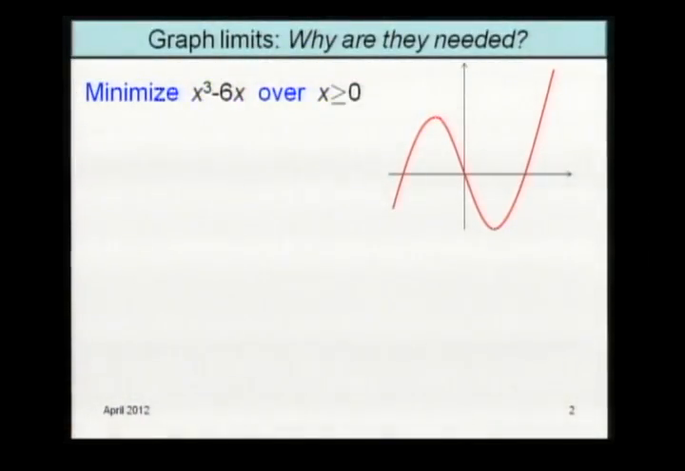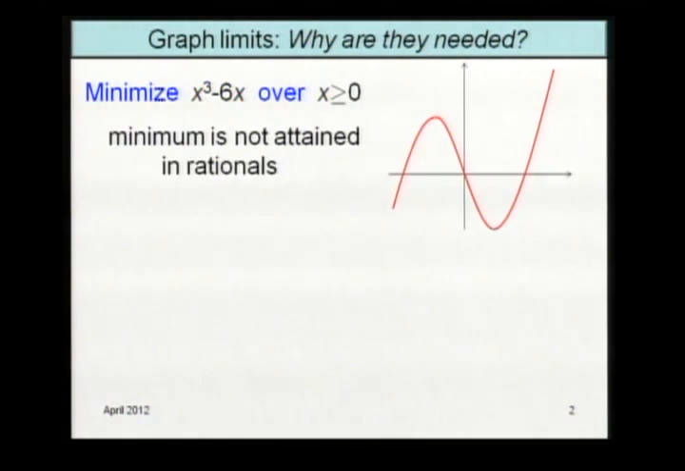Let me start with a very classical high school or maybe first year college problem. Let's try to find the minimum of x cubed minus 6x over non-negative x's. And you probably already see that the minimum is attained at square root of 2. So in particular, the minimum is not attained in rationals. So if you only believe in rational numbers, then you can say that this minimum is not attained.